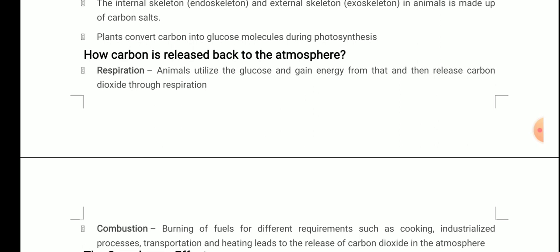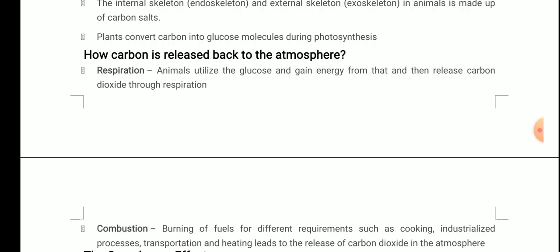I hope you know respiration. What happens in respiration? The food that is formed is oxidized with the help of oxygen, because the blood transports oxygen to various parts of the body and also the food inside the cell. The food, in the presence of oxygen, breaks down to give energy and carbon dioxide. The energy is utilized by the cell for performing different functions, and the carbon dioxide is released back into the blood, and from the blood it comes back to the lungs, and from the lungs it is exhaled out. So this is one process by which carbon is released back to the atmosphere. I hope it is clear. Respiration: animals utilize the glucose and gain energy from that, and then release carbon dioxide through respiration.